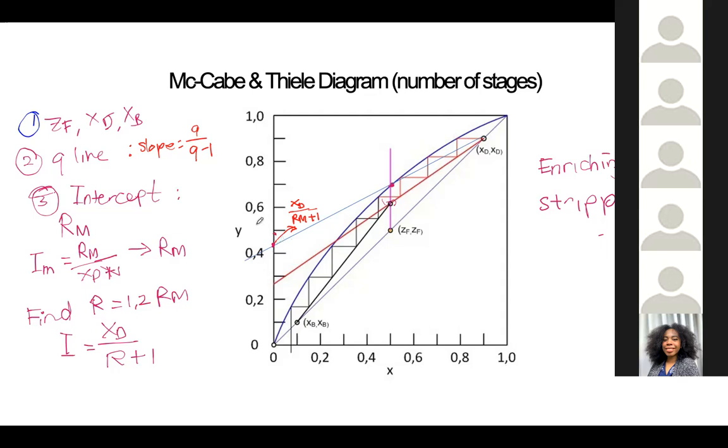Okay, right. So for example, here you have 0.44, which is actually XD divided by RM plus 1. Your XD is 0.9 from the graph, for example. Then you can get the RM, and then you can get the minimum reflux. Okay, next, Dhamma. So what is the next step after you got the minimum reflux?